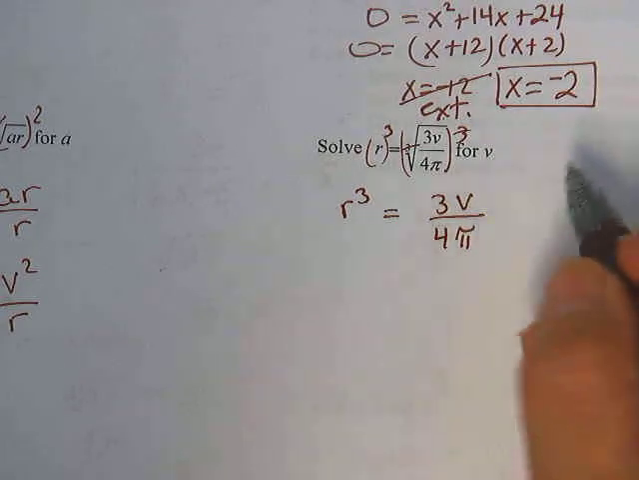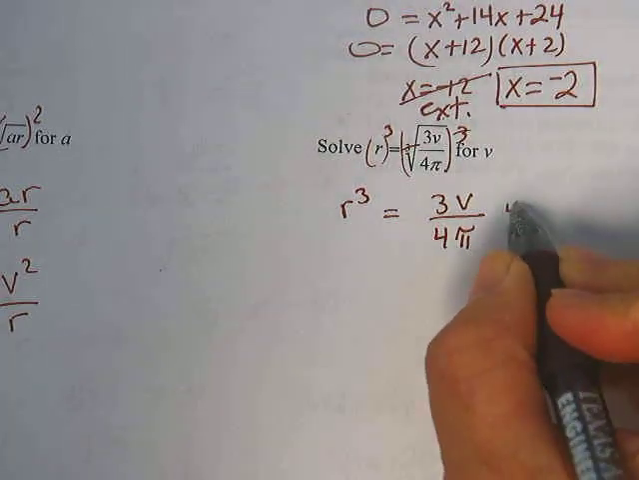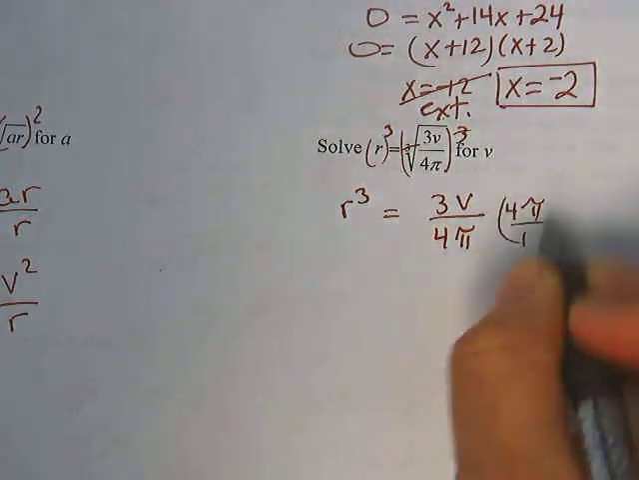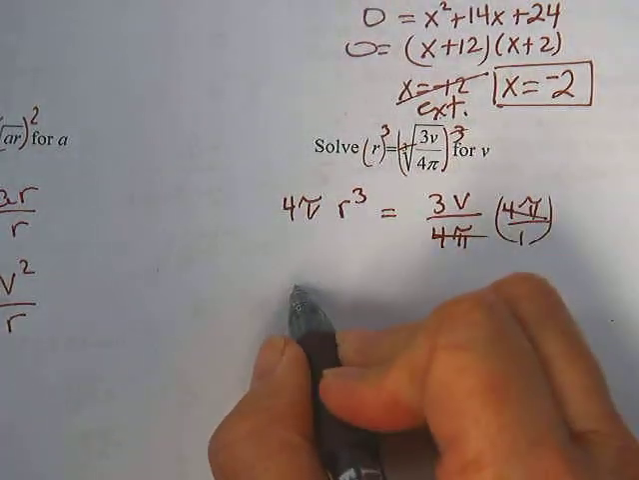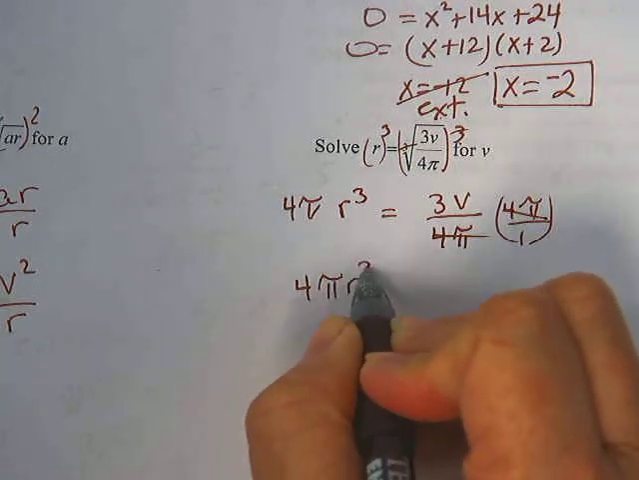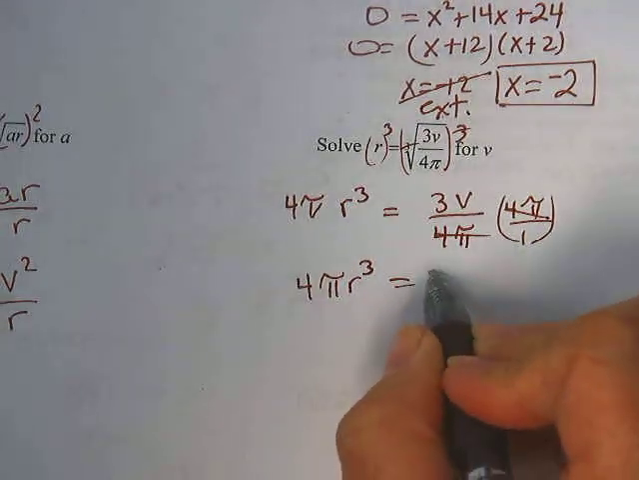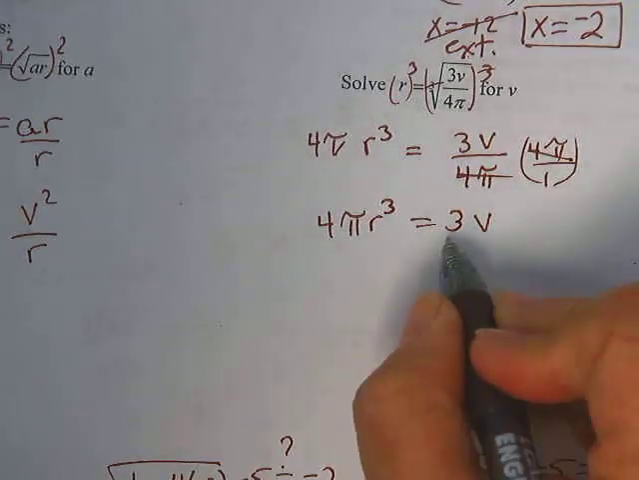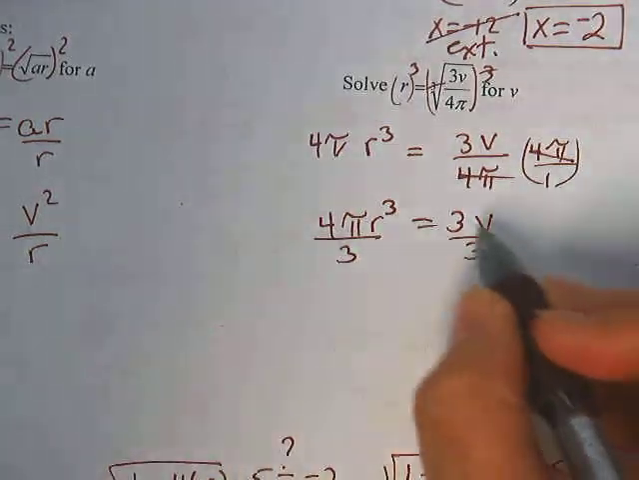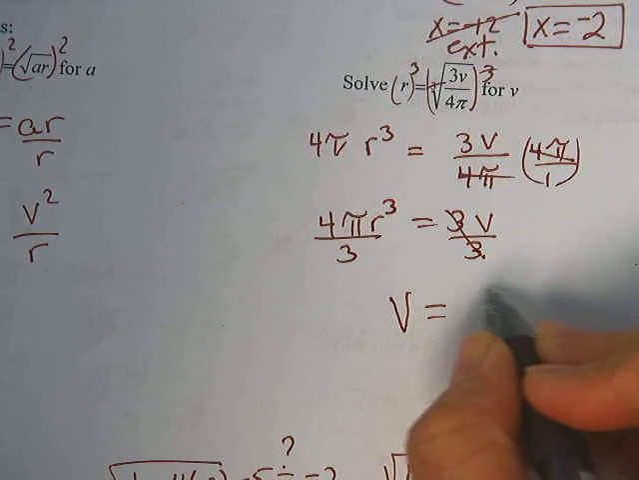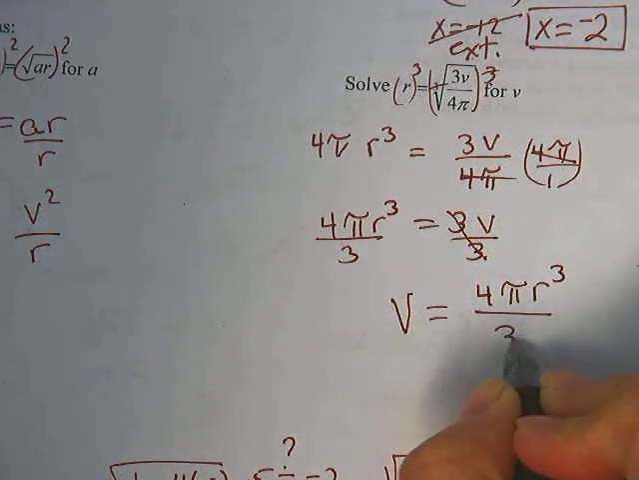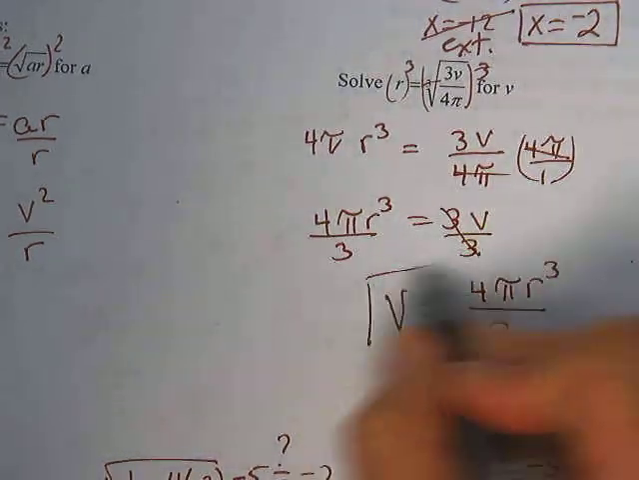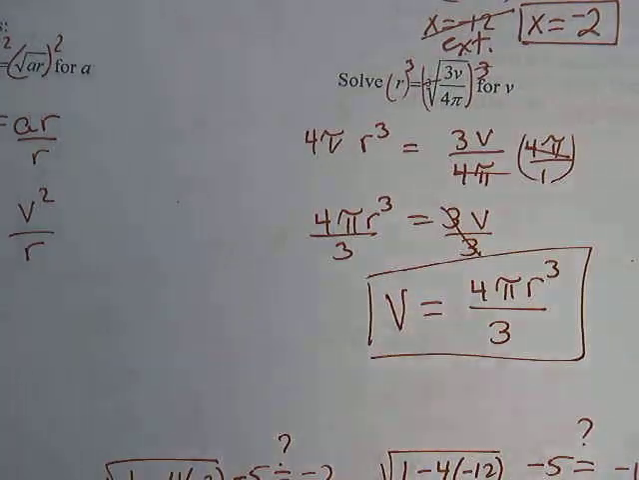Okay, my goal is to get v by itself, so I need to multiply both sides by 4 pi, or 4 pi over 1. So those will cancel. So now I have 4 pi r cubed is equal to 3v. Divide both sides by 3, and I've got v is equal to 4 pi r cubed divided by 3. You might recognize that. That's the equation for finding the volume of a sphere.